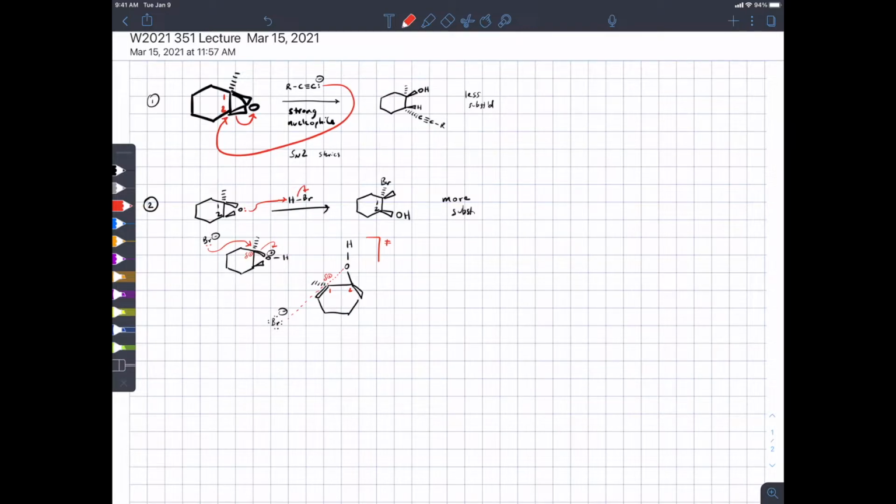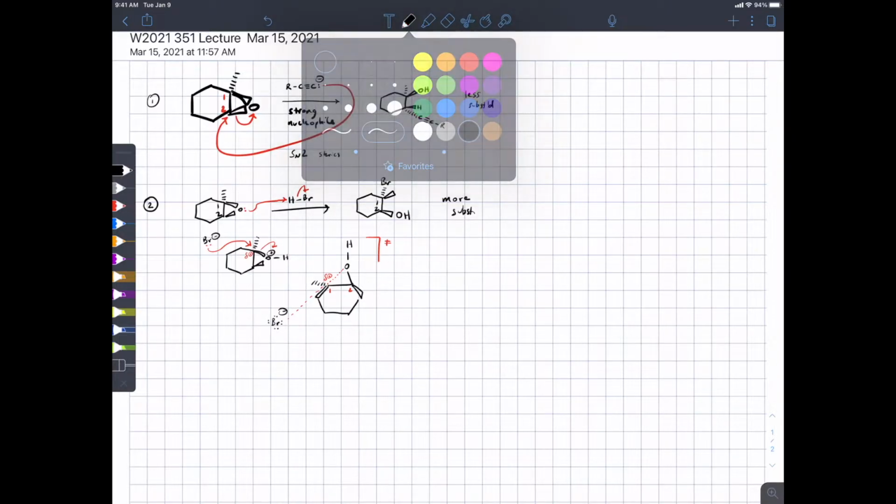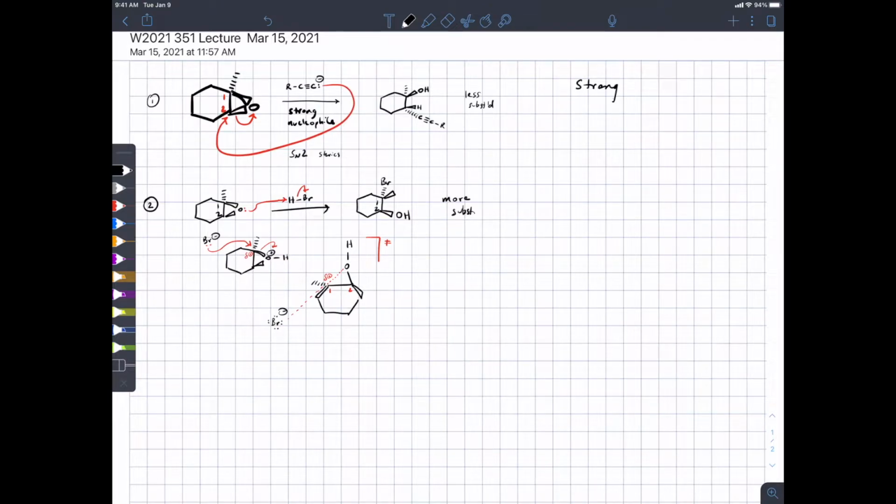Right? Any questions you want to ask about that? Go ahead. Just to confirm, the top one is because it's under nucleophilic conditions and the bottom is because it's under acidic conditions? Yep, you've got strong nucleophile conditions. You're going to open up at the less substituted carbon, and then opening up epoxides under acidic conditions, you can open up at the more substituted carbon.